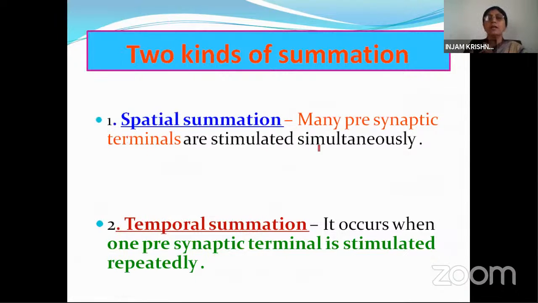There are two kinds of summation here. Spatial summation: many presynaptic terminals are stimulated simultaneously. And temporal summation: it occurs when one presynaptic terminal is stimulated repeatedly.